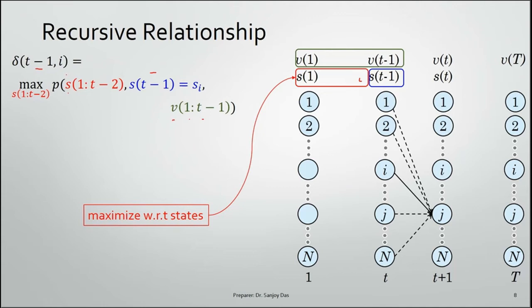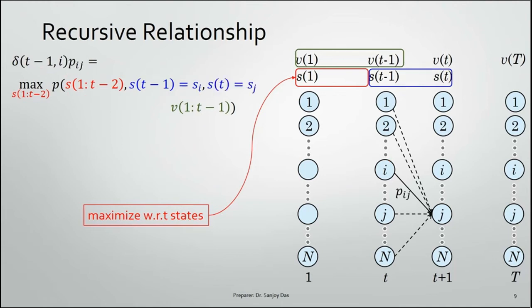Now what happens if I multiply the left-hand side and the right-hand side of this expression with the transition probability Pij? So this is the probability of all the states and the outputs until time T minus 1, maxed over these T minus 2 states, and St minus 1 equals Si, so the last state is Si. Now I'll multiply this with Pij, this transition probability.